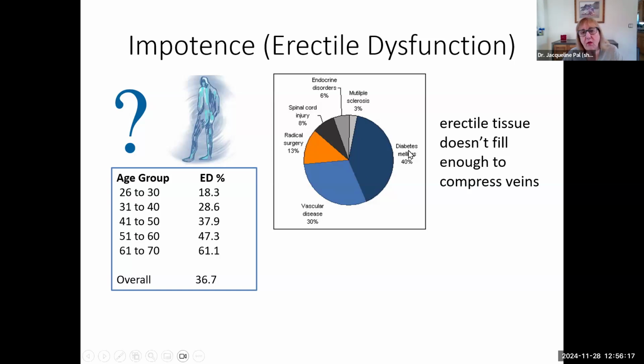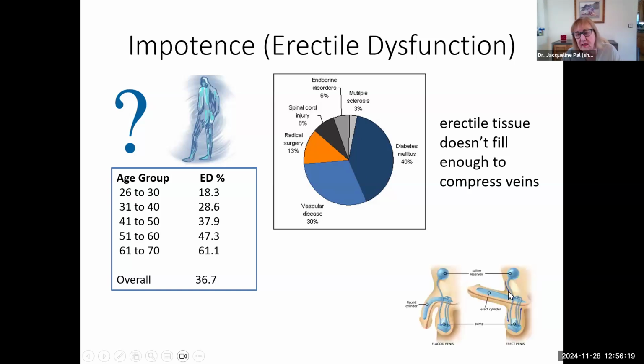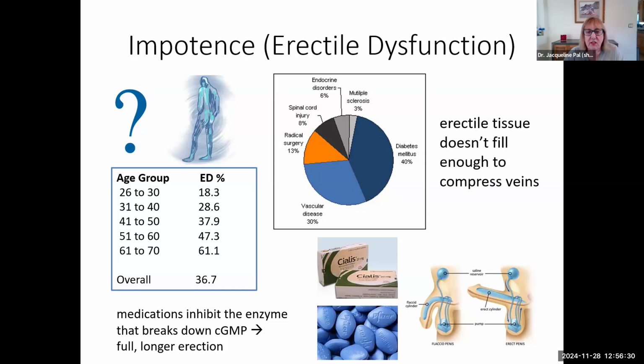For some of these rarer causes, people need implants of surgical devices, but for most gentlemen, the way to treat erectile dysfunction is to take the little blue pill, Viagra, or to take Cialis. What these medications do is they inhibit the enzyme that's breaking down the cyclic GMP that was produced by the nitrous oxide from the parasympathetic stimulation, thereby giving a full erection and an erection that lasts longer.